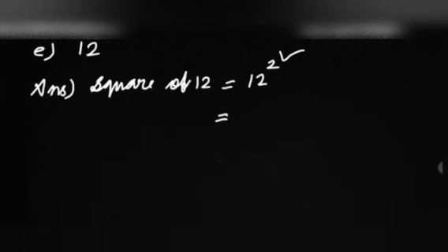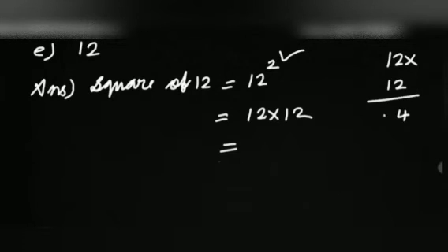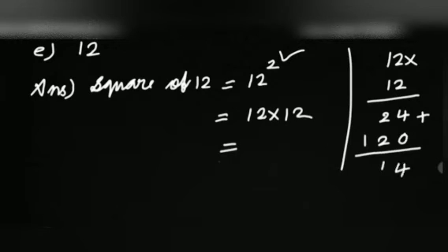So, 12 has to be multiplied how many times? Two times. 12 into 12. What is it? 2 twos are 4, 1 two is 2, plus 1 two is 2, 1 one is 1. So, please add: 144. What is the answer? 144 is the final answer. So what is 12 squared? It is 144.